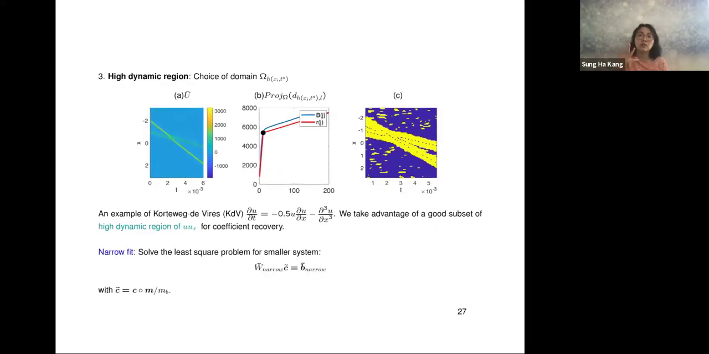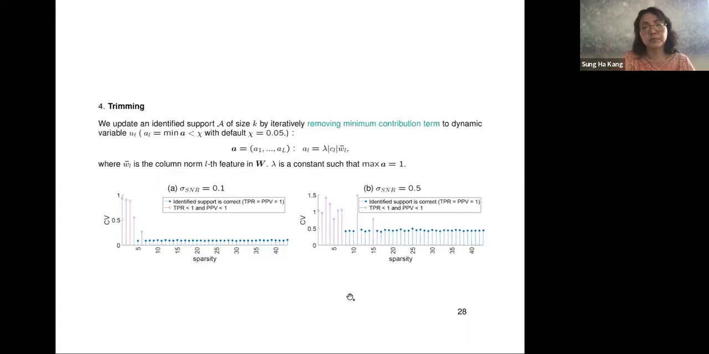So the third thing is the high dynamic region. Rather than fitting the data entirely, we're only going to fit in this yellow region. So the least square problem becomes much narrower because we're fitting only the meaningful one. So given a large data, when you're doing a least square fit, we are choosing to fit a better one. So the coefficient recovery actually becomes better.